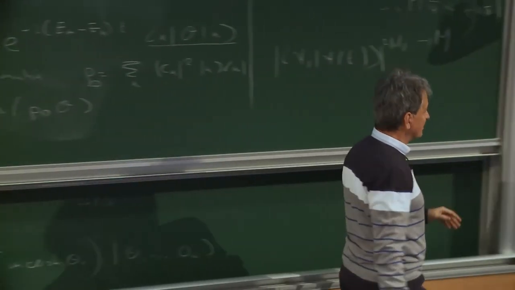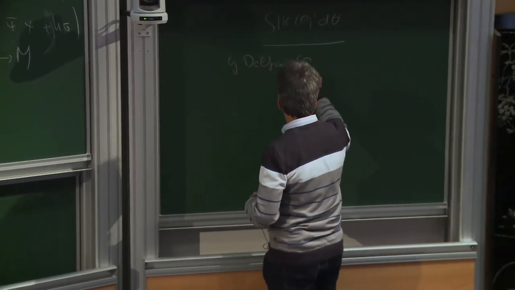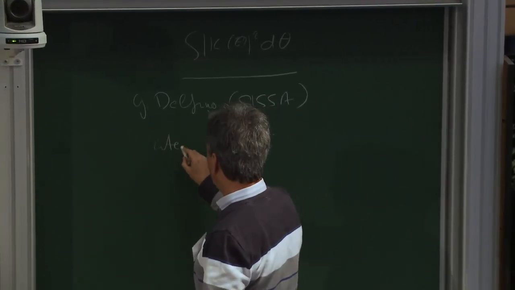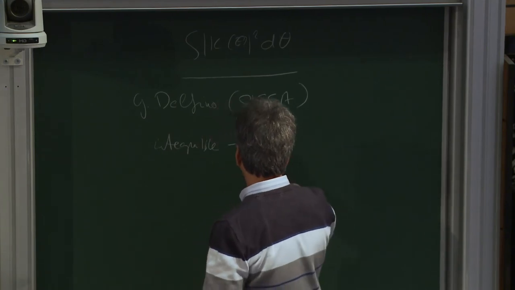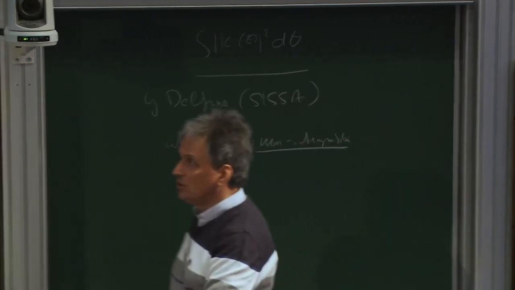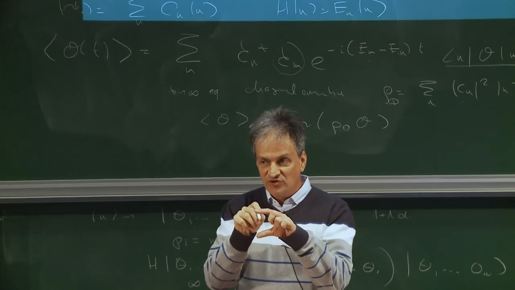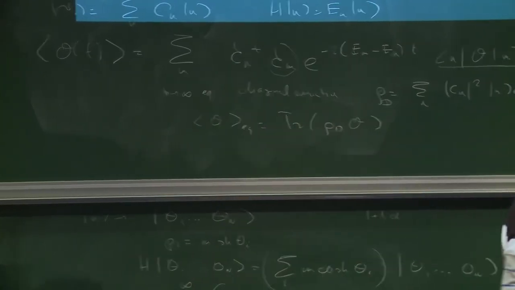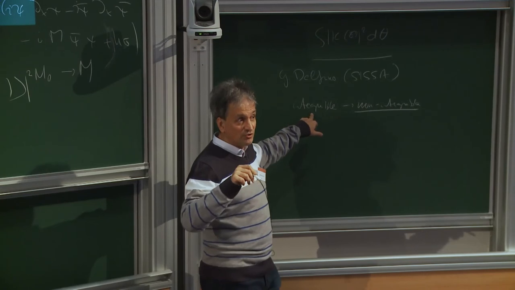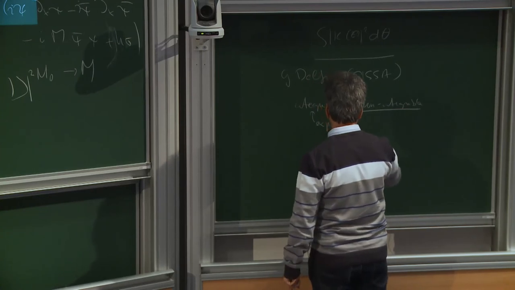So there are actually two approaches on the market. One was by Gesualdo Delfino in SISSA. And his approach is that you quench from an integrable model to a non-integrable one. And on this side, because it's non-integrable, you don't actually know these form factors, you don't know the energies, you don't know anything. But if it's a small quench from an integrable model, you can think about this quench being perturbative. So you are doing perturbation theory coupled with this expansion around the pre-quench.